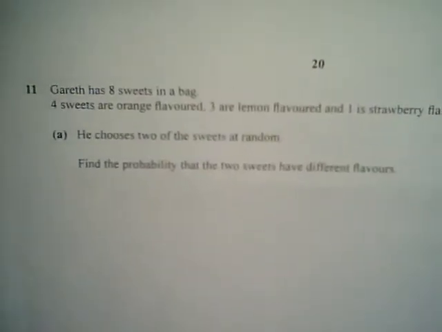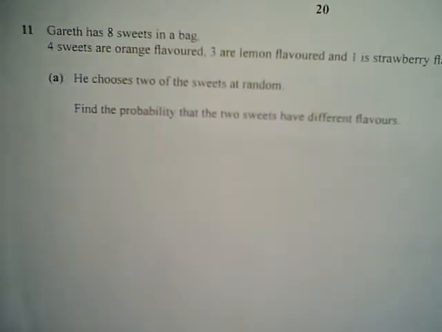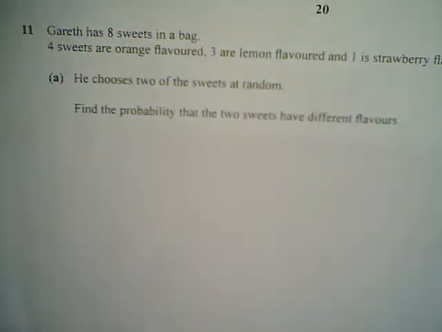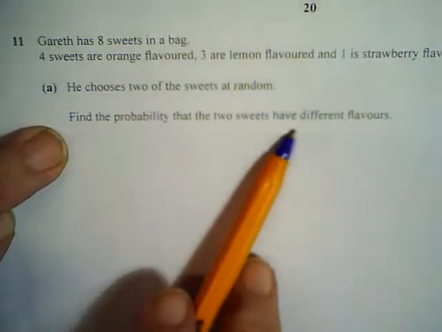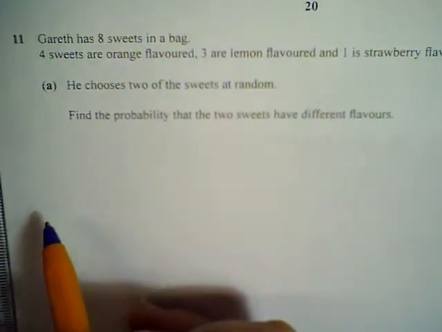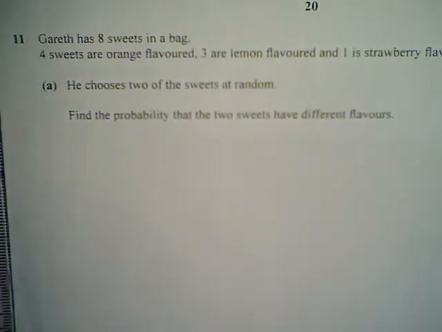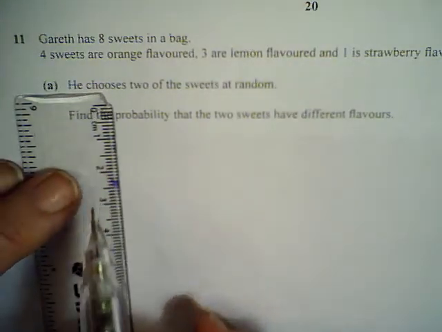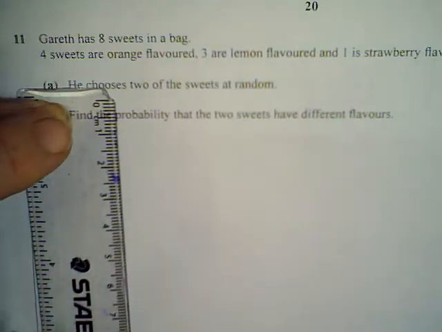Okay, good. Last page. Okay, Gareth has 8 sweets in the bag. 4 sweets are orange flavored, 3 of them are lemon flavored, and 1 is strawberry flavored. Okay, and now we have to find some probabilities. Find the probability that 2 sweets are different flavors. Okay, and then let's read the third one. Gareth now chooses a third sweet. So to make our life a little bit easier, I'm just going to give myself some space here so that I can actually do a third selection later.